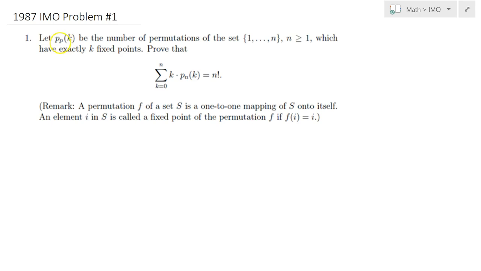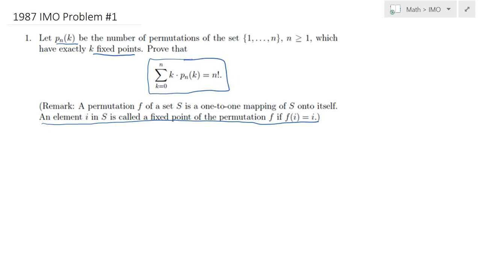Let this notation, P sub n of k, represent the number of permutations of the set 1, 2, all the way to n which have exactly k fixed points. Here inside the parentheses we added a remark which explains what a fixed point is. Prove that this expression holds. This is what we need to show.